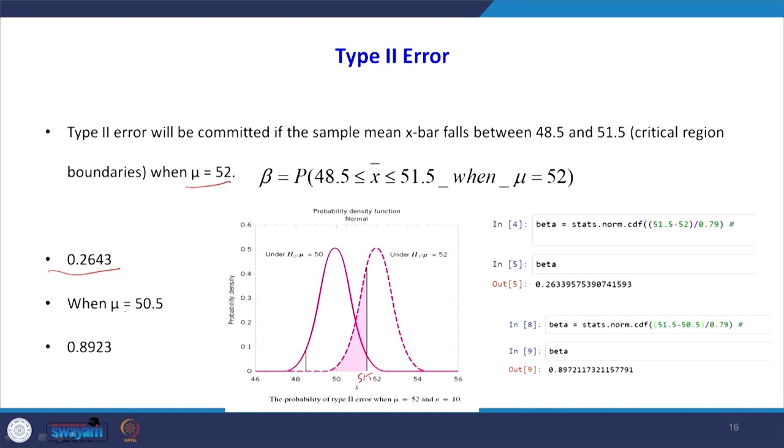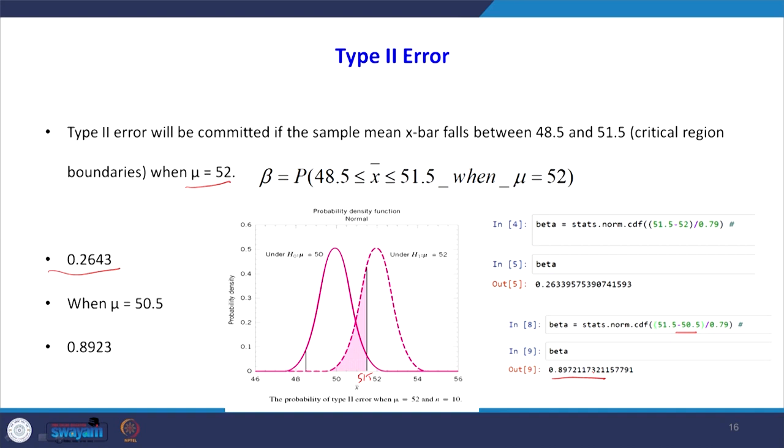Now, you see that mu equal to 50.5. What will happen again between the true mean and assumed mean, the difference is becoming less. So, if I put the true mean as 50.5, you see that I have changed 52 here to 50.5. So, again beta equals stats.norm.cdf of 51.5, that is x bar minus mu divided by sigma by root n, and that value is 0.89. You see that the value of beta has increased. So, one point you have to remember: when the difference between your assumed mean and the true mean is decreasing, the type 2 error is increasing.